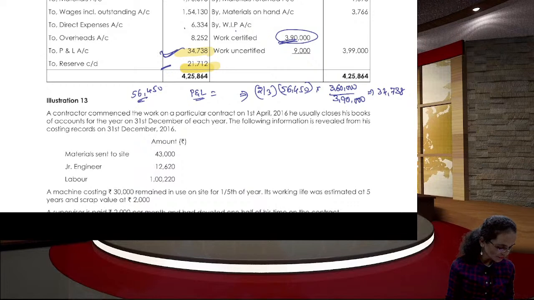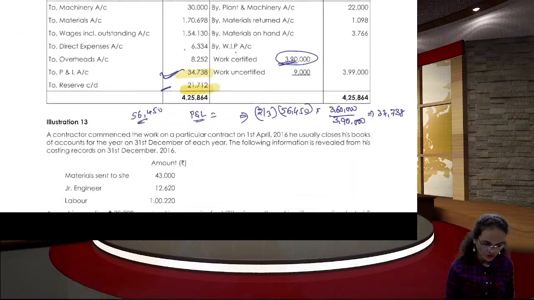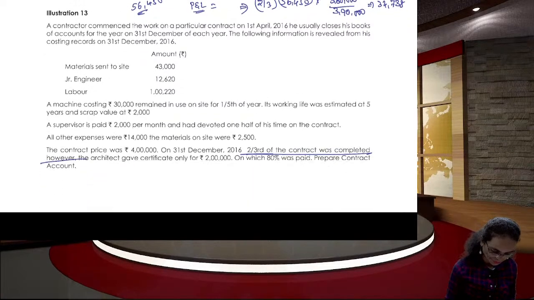Guys, if you are understanding, please try to respond to me. So, this is a question. You can expect this question for 6 marks or sometimes for 8 marks also.